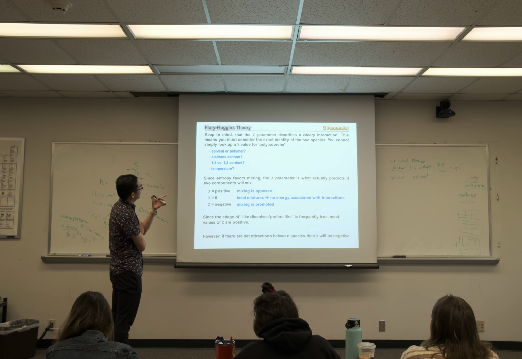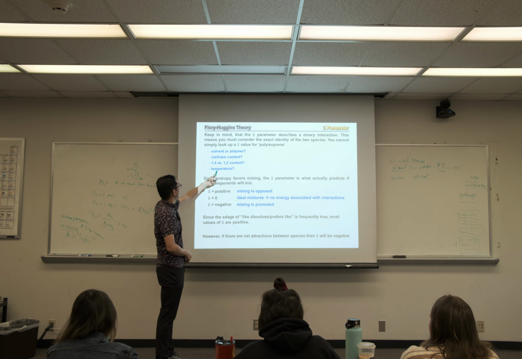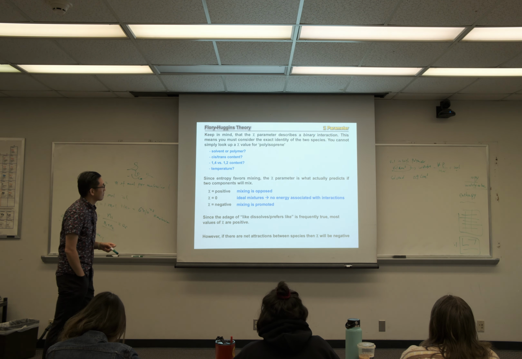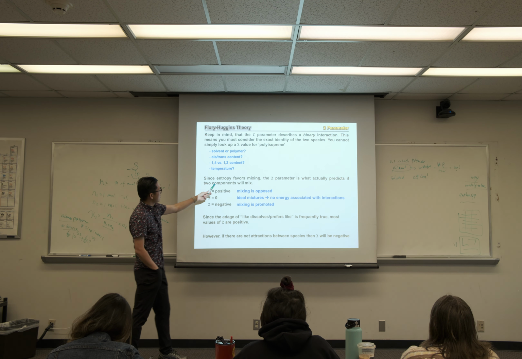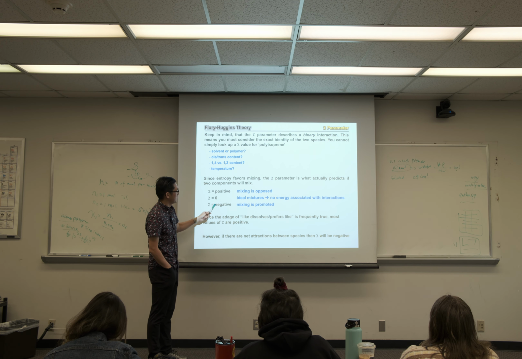It depends on a lot of different conditions. And the chi parameter would also change with temperature and chemical structure, so pay attention to that. And since we talked about entropy always favoring mixing, the chi parameter is actually what predicts whether two components will be mixed or not. So we give you three examples.